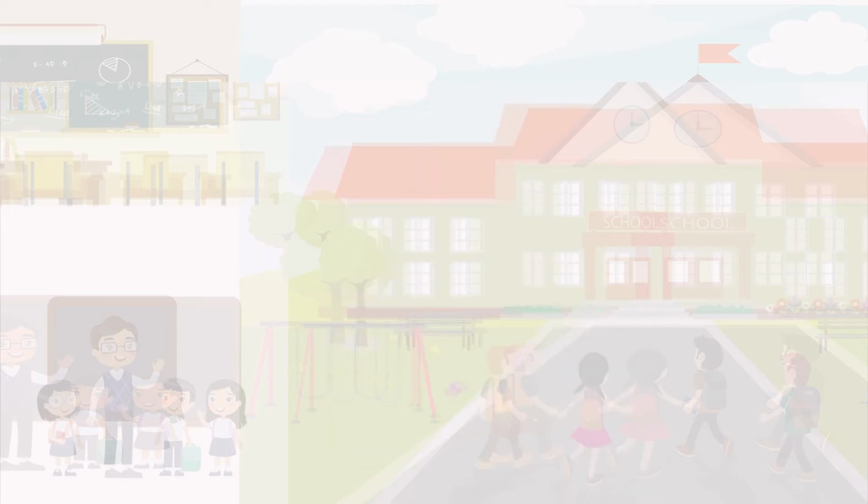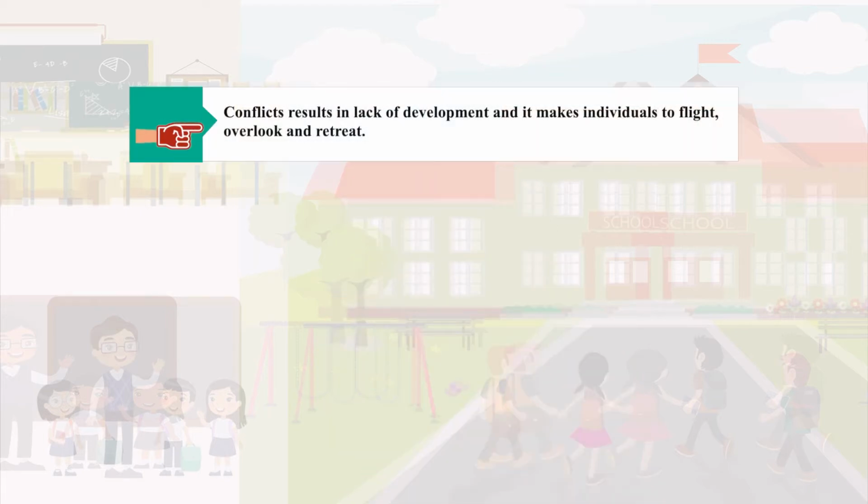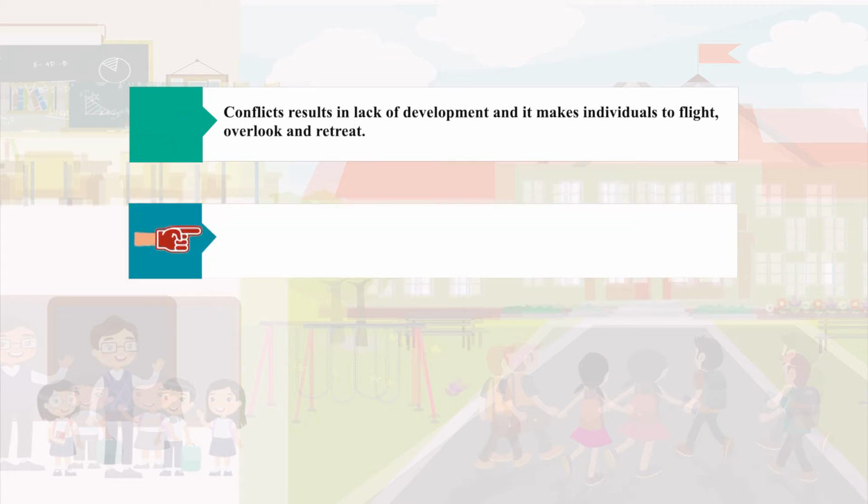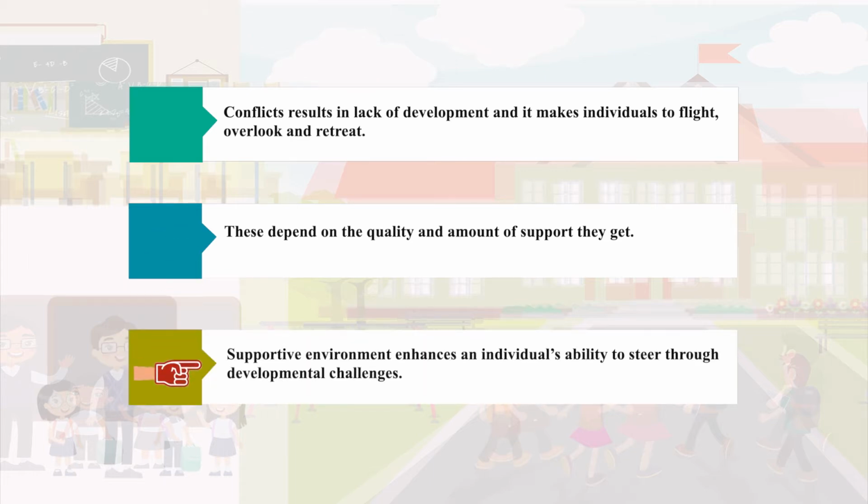Transition from school to high school and college identified the need for finer support to assist student development. Conflict results in lack of development and makes individuals take flight, overlook and retreat. These depend on the quality and amount of support they get. A supportive environment enhances an individual's ability to steer through developmental challenges. It is proposed that school and college environments should facilitate support for students in order to developmentally promote them.